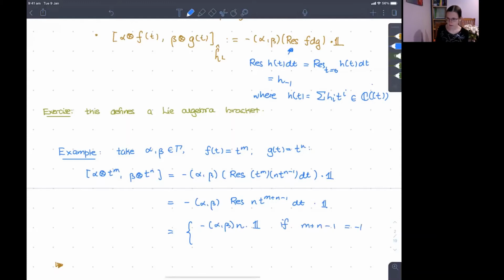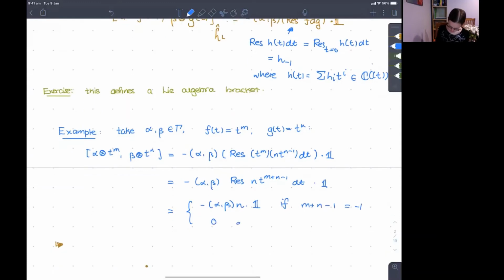-1 and 0 otherwise. So this is the same thing as saying that m is equal to -n. Okay, so in fact, the Heisenberg is not so far from being commutative in that almost all of these generators will commute with each other, except if m and n are, one is minus the other.